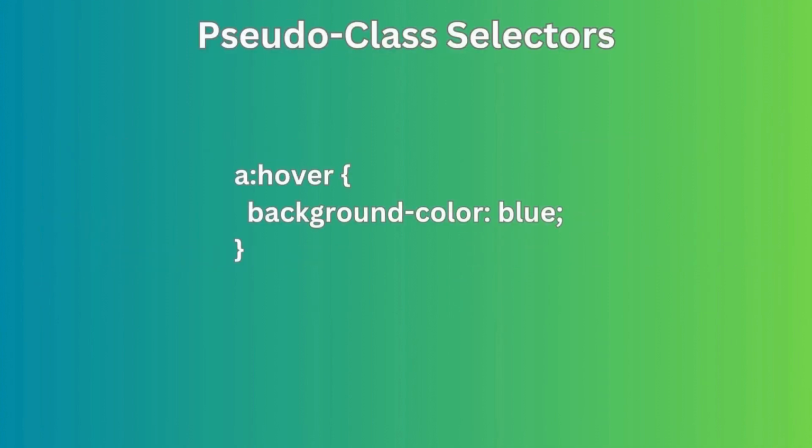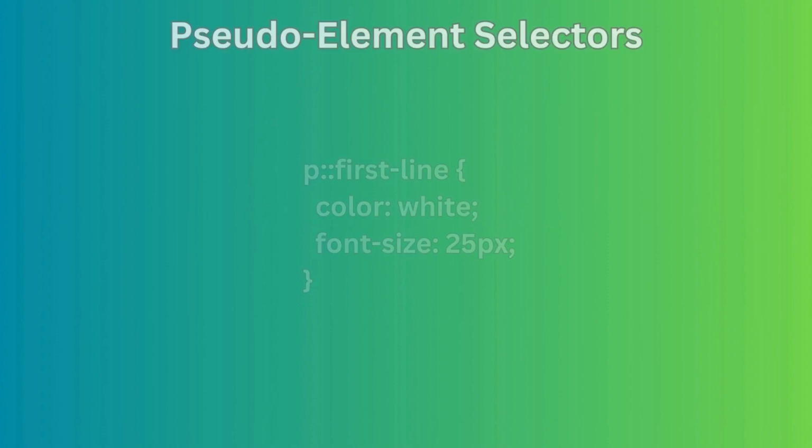Pseudo-class selectors select elements based on a certain state. This selector here selects all div elements when we hover over them with the mouse and sets their background color to blue. There are also pseudo-element selectors which select and style a part of an element.